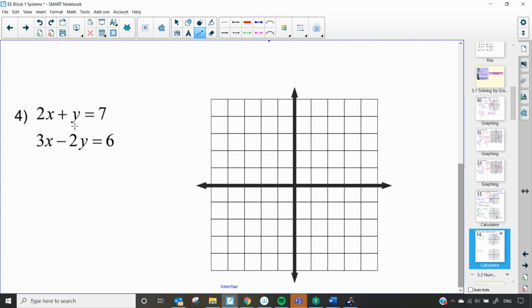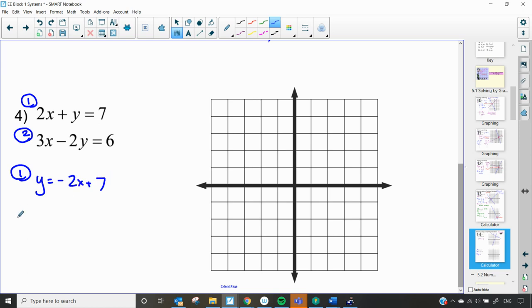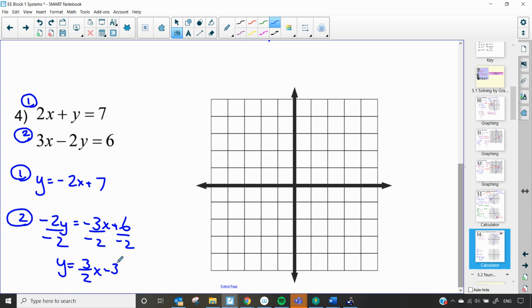All right, so the last example here, we're going to do this one on our calculator. So we've got 2x plus y equals 7 and 3x minus 2y equals 6. So again, the hardest part about this is just manipulating your equation. So we're going to have y equals negative 2x plus 7. And this one here, we have negative 2y equals negative 3x plus 6. I'm going to divide by negative 2. And that gives me y equals 3 over 2x minus 3.